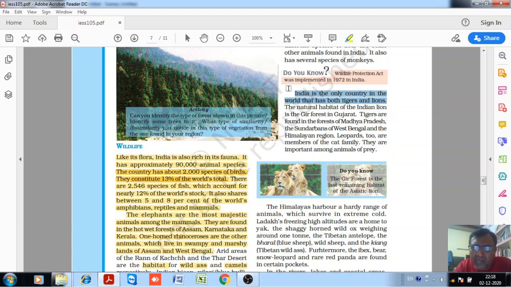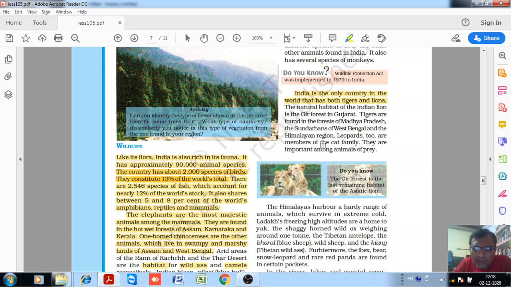It is the most important line of this chapter, that India has both the species, tigers as well as lions, and India is the only country in the world. It is very strange and unique in itself. Now the natural habitat of the Indian lion is the Gir forest in Gujarat. Lions live in Gir forests of Gujarat, and tigers are found in the forests of Madhya Pradesh, Sundarbans of West Bengal and the Himalayan region.